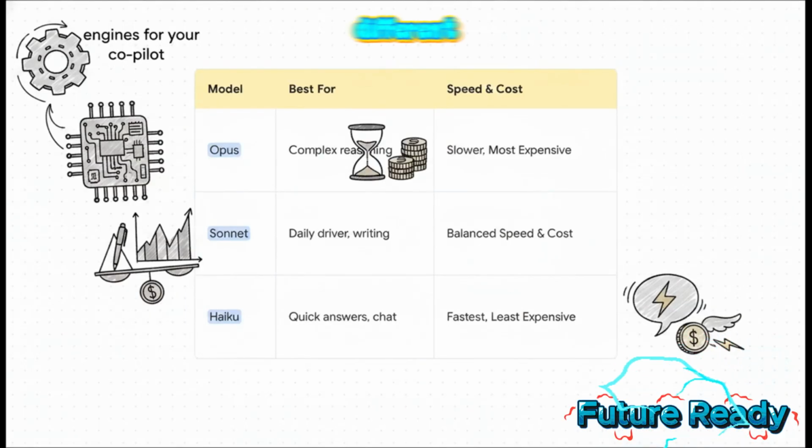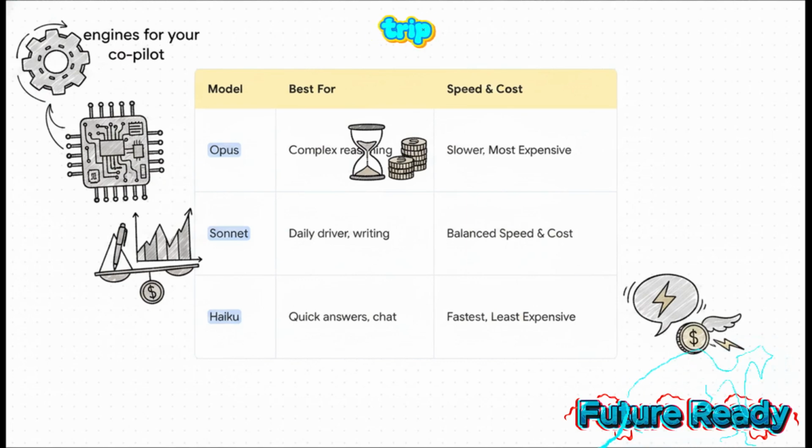And just like you'd pick a different car for a race versus a road trip, you can pick a different AI engine for Claude. There are 3 main ones. You've got Opus, the big, powerful one. It's perfect for really complex stuff, but it's a bit slower and costs more. Then there's Sonnet, which is your perfect all-arounder, your daily driver for most tasks. And finally, you have Haiku. It's super fast and cheap, great for quick answers and simple automations.